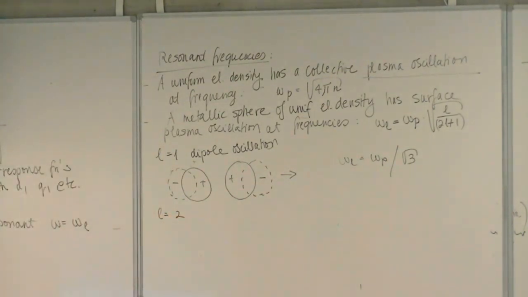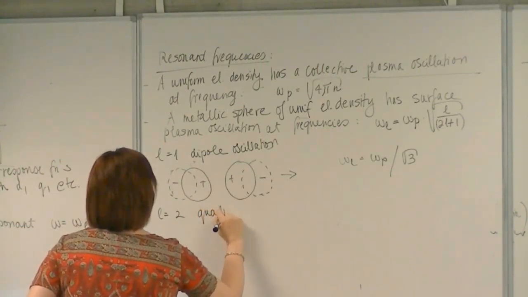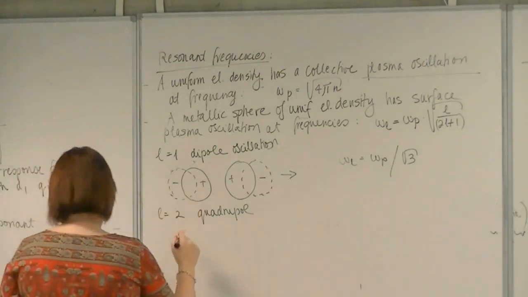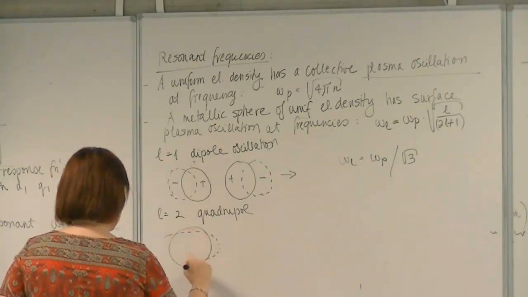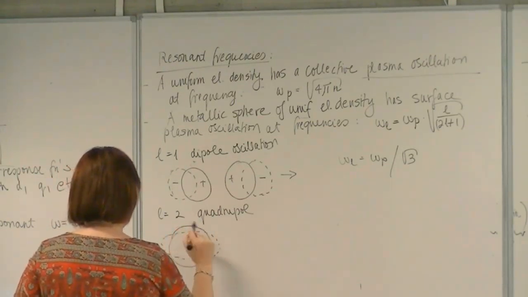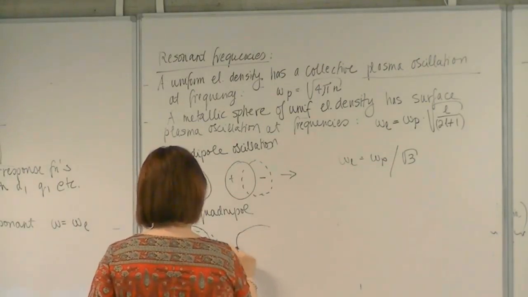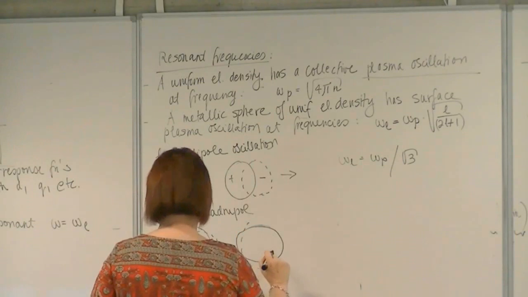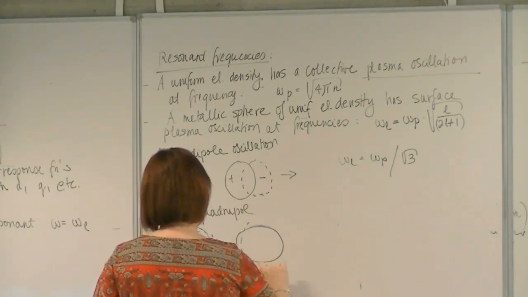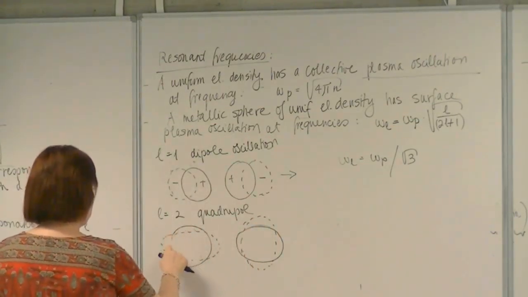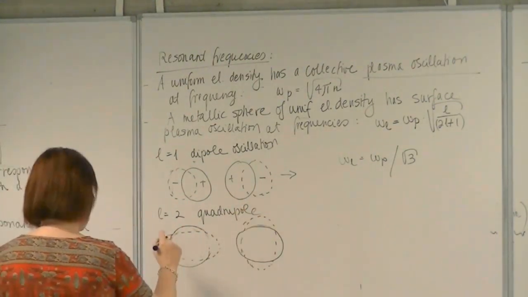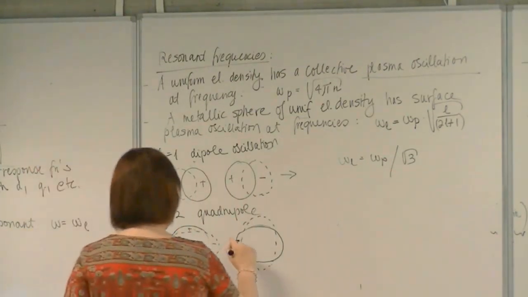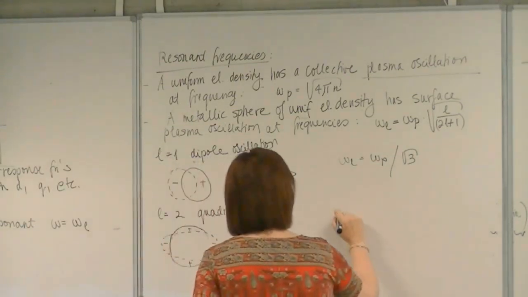Next case, then we have L equals 2. So that is the quadrupole oscillation. Okay, beautiful picture, as beautiful as I'm able to draw it. So that's the picture which belongs to the quadrupole oscillation. So what is the resonant frequency?